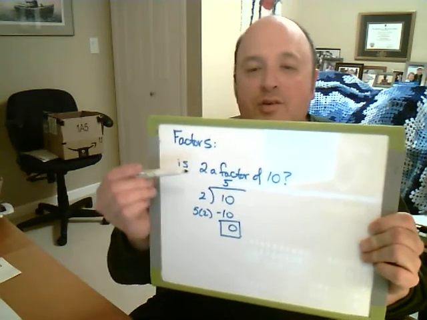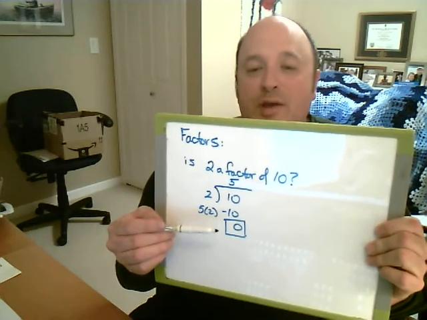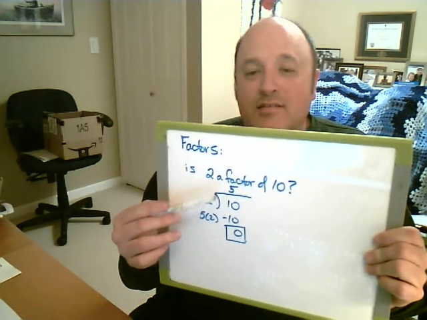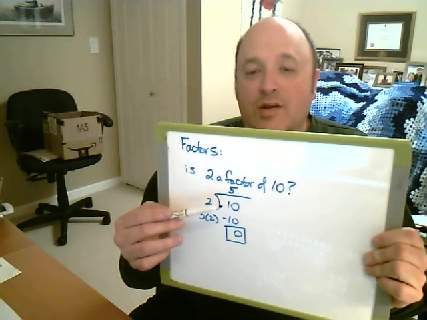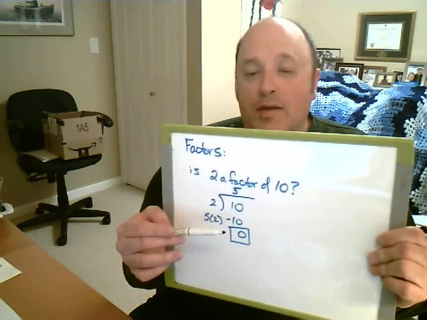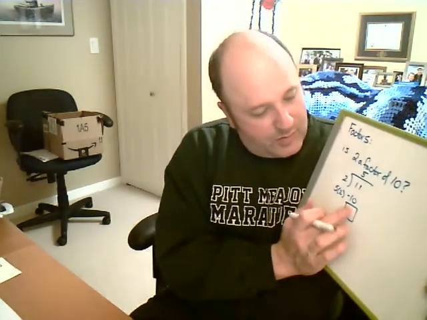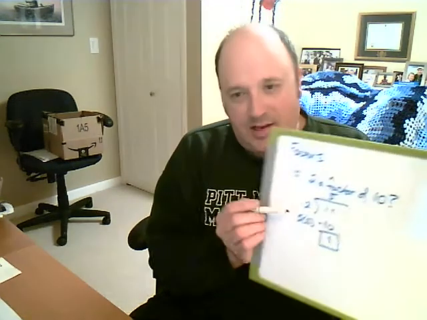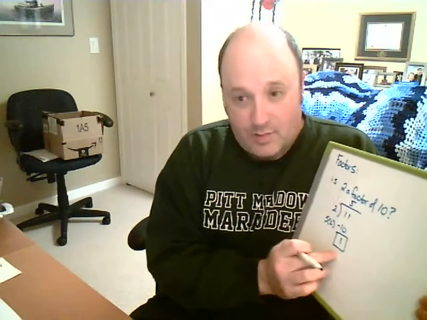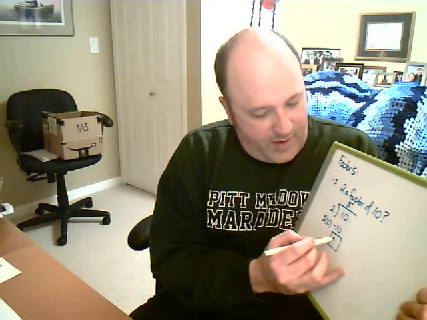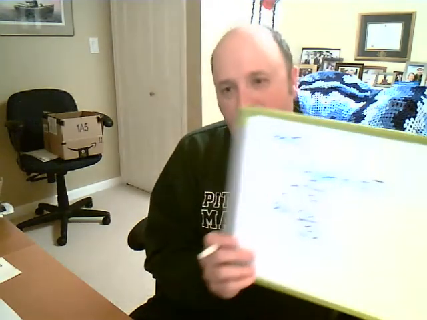Right, it's a factor because we have a remainder of 0. We have nothing else. That means that 2 divides evenly into 10. Right, 10 divided by 2 is equal to 5 with no remainder. If this was an 11, say, then 11 minus 10 would be equal to 1, and we can't say that 2 is a factor of 11 because it has a remainder.